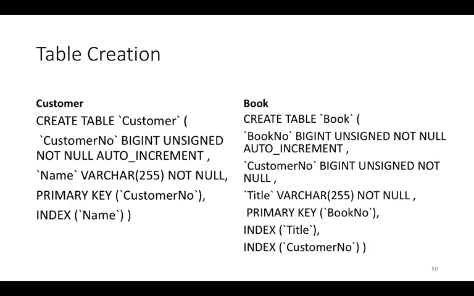We have a book number, big int, unsigned auto increment. We have a customer number which links to the customer table, the customer entity. Title, primary keys, book number, index title, index the customer number. So this is where we're up to in terms of our understanding about how we would create tables.